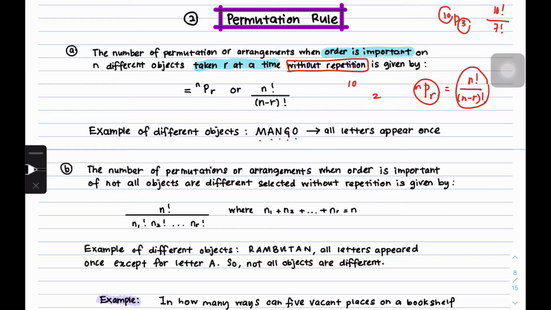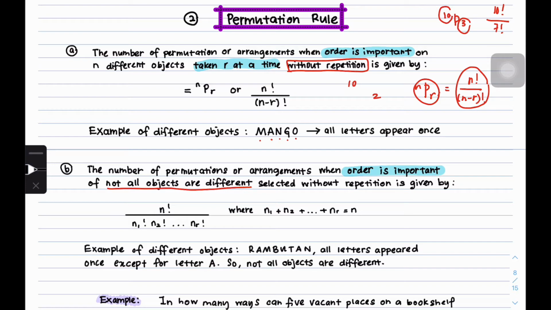Itu yang pertama. Yang kedua, the permutation rule yang kedua adalah the number of permutation or arrangement when order is important. So you need to bear in your mind when we talk about permutation rule, the order is important. Turutan ni penting. Okay. Of not all object are different. Not all object are different. Tak semua objek tu berbeza. Maksudnya dalam situasi tu ada objek yang sama.